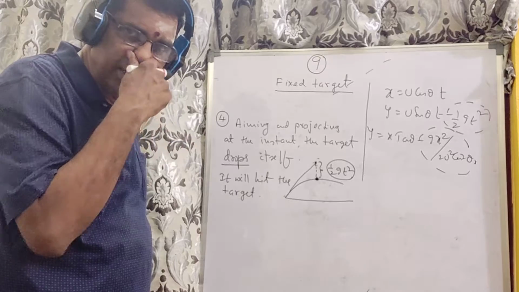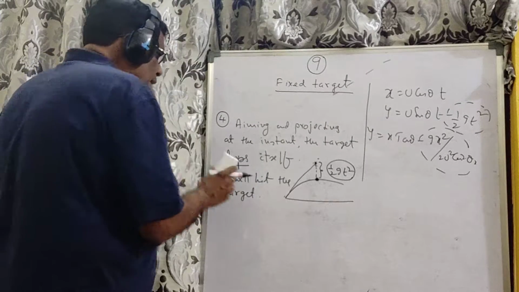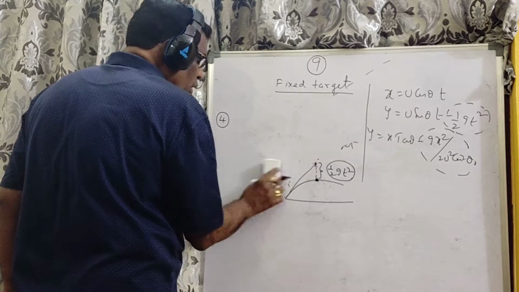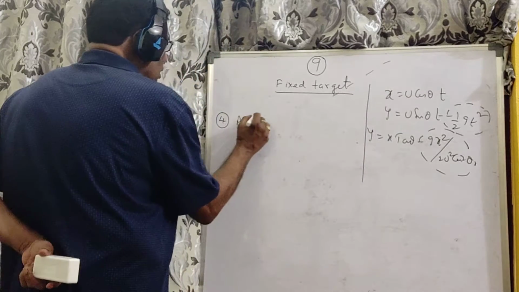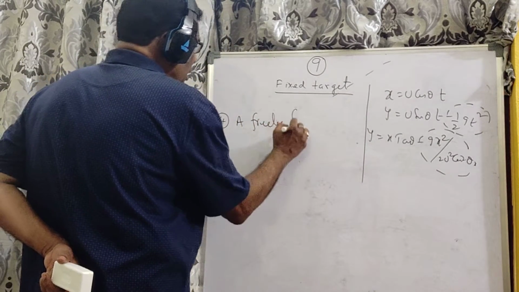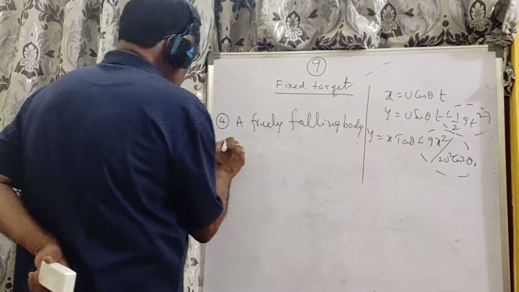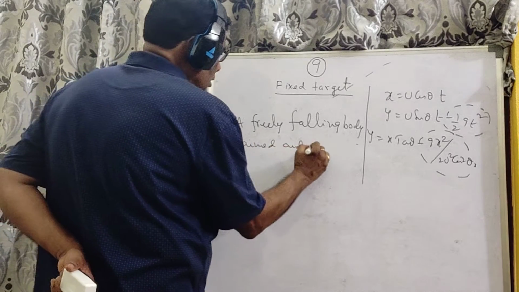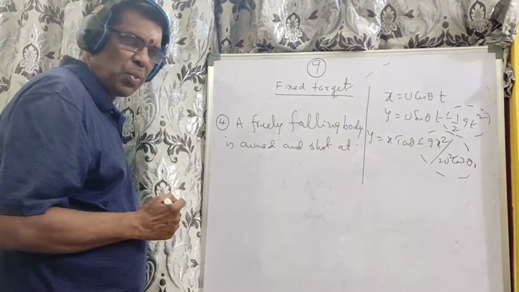I'm now going to the next scenario. A freely falling body is aimed and shot at. Will it hit the target?